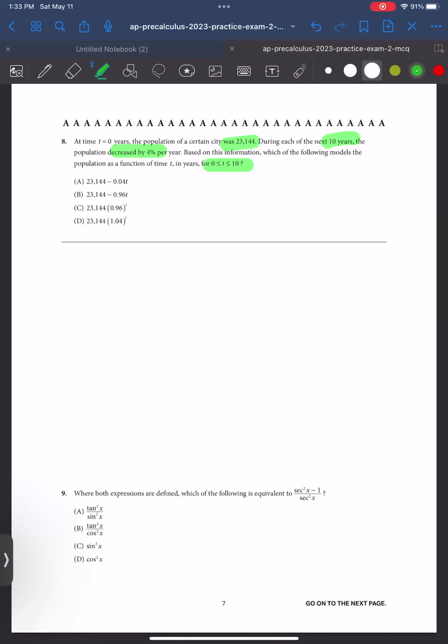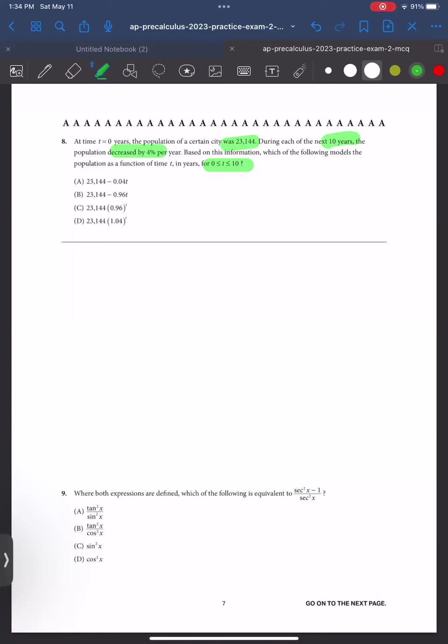Because during the next 10 years, the population decreased 4% per year. So every year it decreased 4%, then 4%, 4%, 4%. So the 4% keeps growing exponentially. Okay, but if I saw that, I would be like, what? Because if it said increased by 2 every year, then wouldn't that be linear? Because it's two more and then two more and then two more.